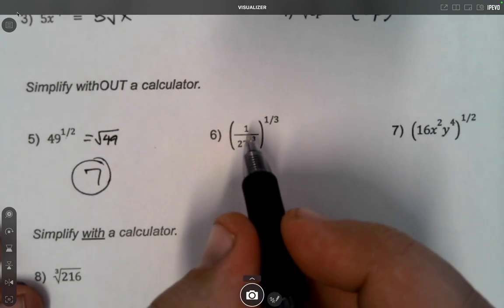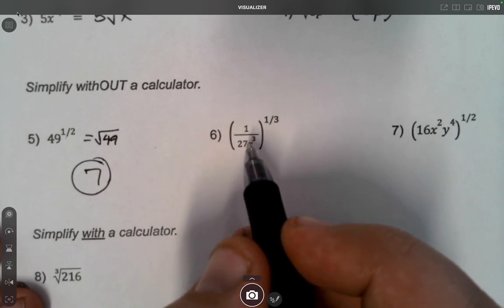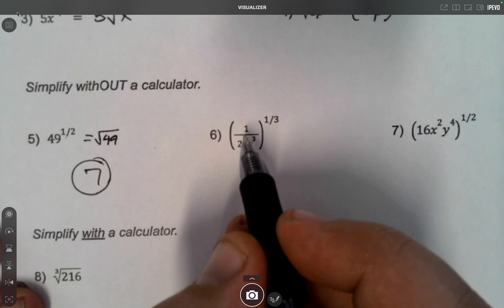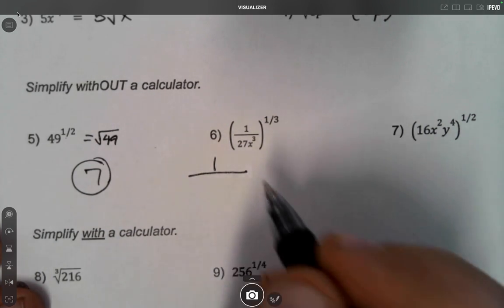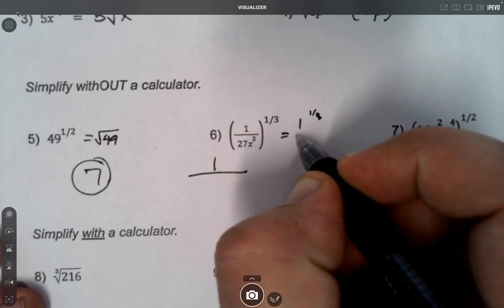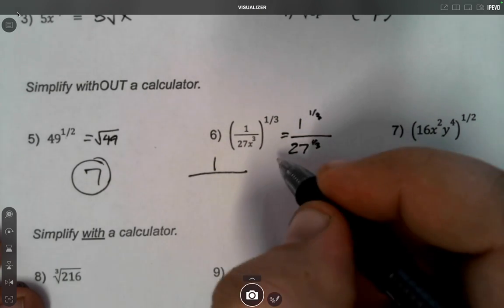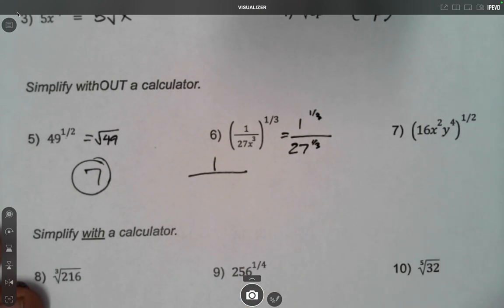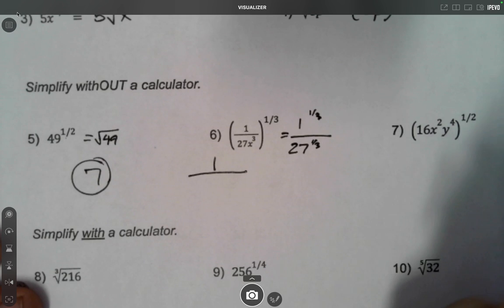Okay, now here's where we use the power properties we learned before. Everything inside here is being raised to the 1/3. So 1 raised to any power is just 1, so that doesn't change. 27, I'm going to write it this way, 27 raised to the 1/3. That's the same thing as the cube root of 27. So the cube root says what multiplied by itself 3 times would equal 27. And that would be 3.